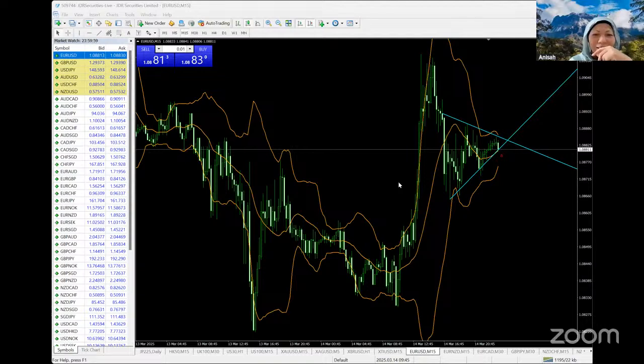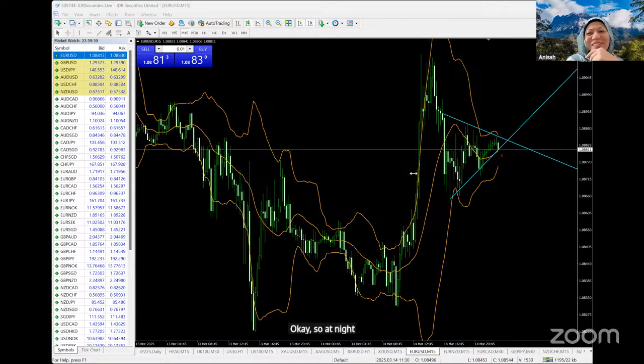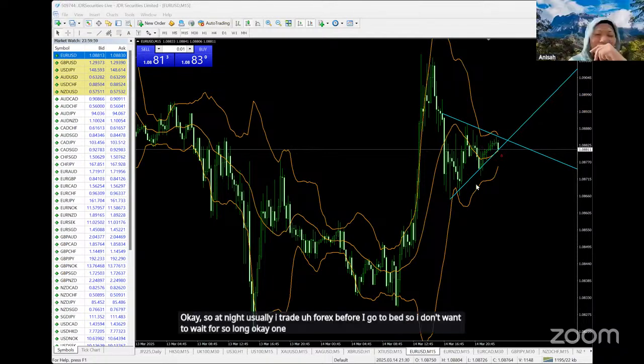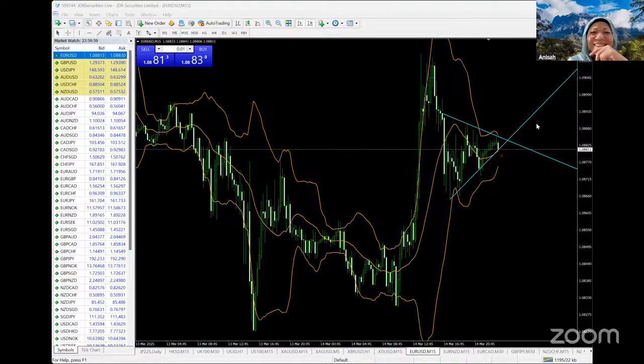Robert Chua is asking about scalping trade. Most of the time, yes. At night I usually trade forex before I go to bed, so I don't want to wait so long. The most is 4 or 5 candles, or the most is 1 hour. I'll close my position and then go to bed. Yes, correct, that's why I'm using M15.